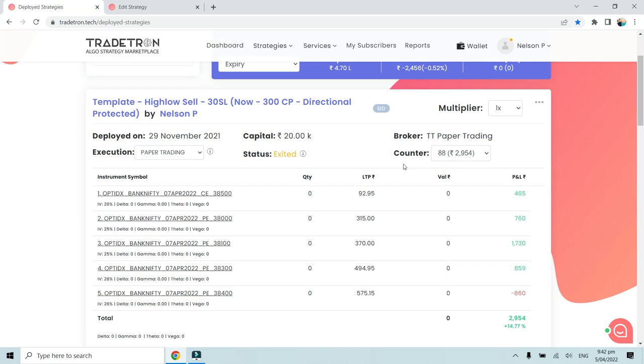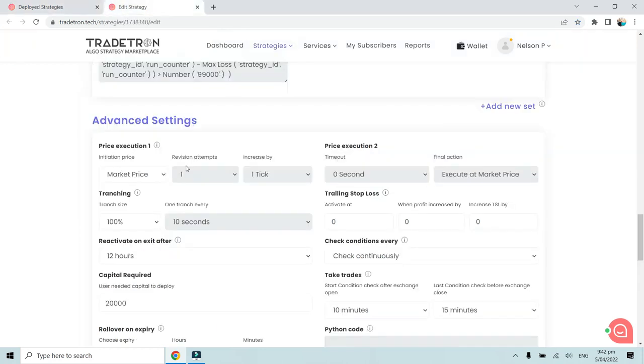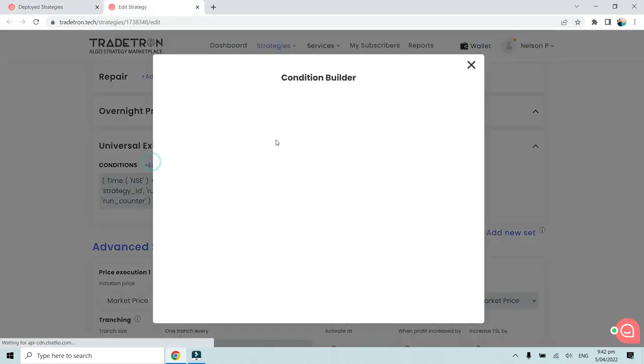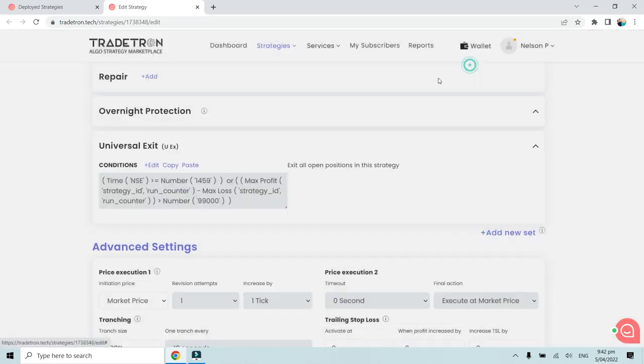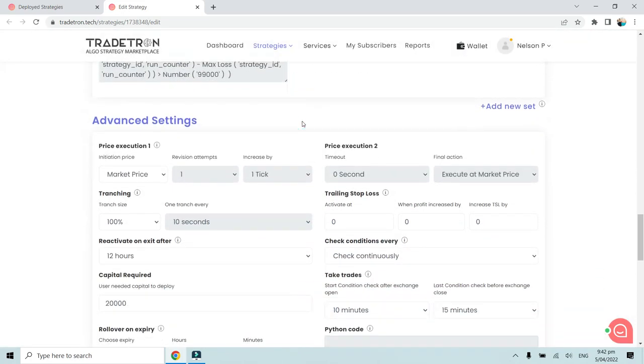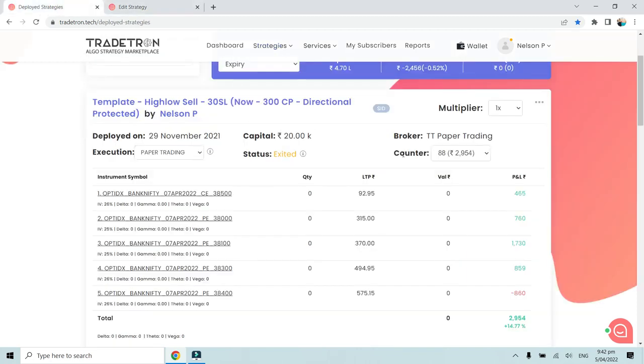In this counter, as we can see, this is the 88th counter, since this strategy was deployed around 29th of November. Till date, this strategy takes just one entry at 9:25 in the morning and exits at around 14:59. As we can see over here, this strategy exits at 14:59. Once the cycle is complete, this strategy activates after 12 hours, that means the very next day. So during the day this strategy takes just one counter into picture.